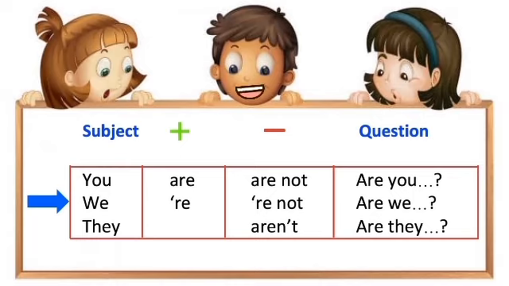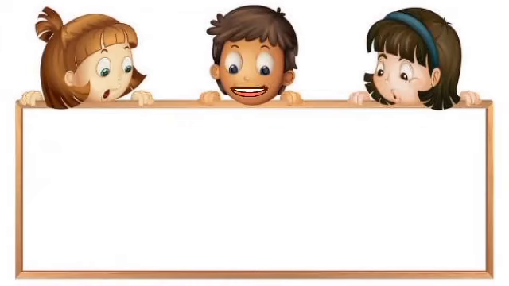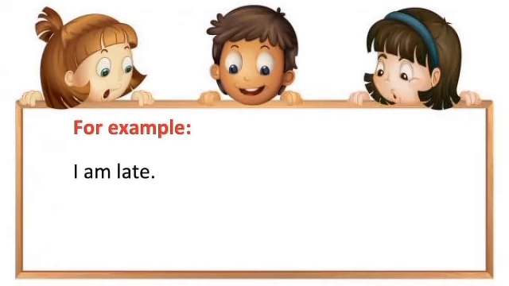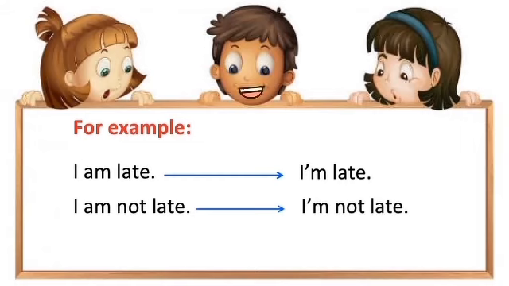Now let's look through some examples. First, let's look at the verb am. The positive form example is I am late, or I'm late. The negative form example is I am not late, or I'm not late. The question is, am I late?